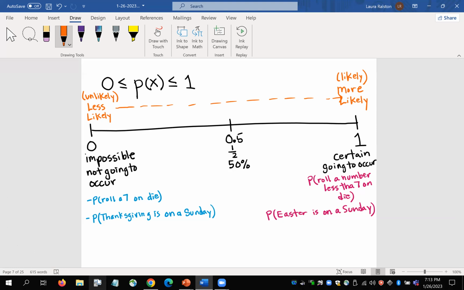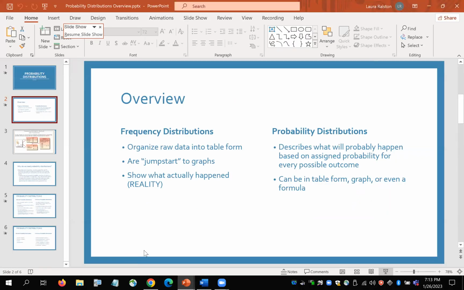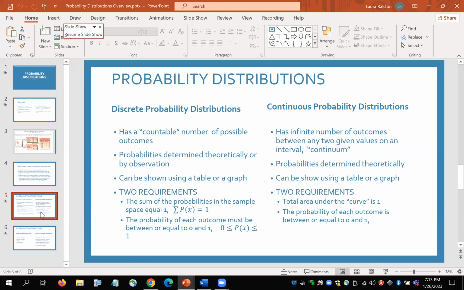Okay, so all probabilities are between 0 and 1 every time, all the time. The other requirement is that the sum of the probabilities in what's called the sample space are equal to 1. If you consider everything that can happen for that particular event, your probabilities must add to 1.